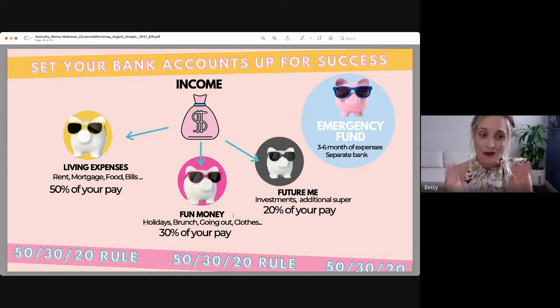You can, of course, do both at the same time. It just means that you'll be a bit slower getting there. So, always decide what works for you. But yeah, for me, I always make sure my emergency fund's topped up and then go onto the goals.